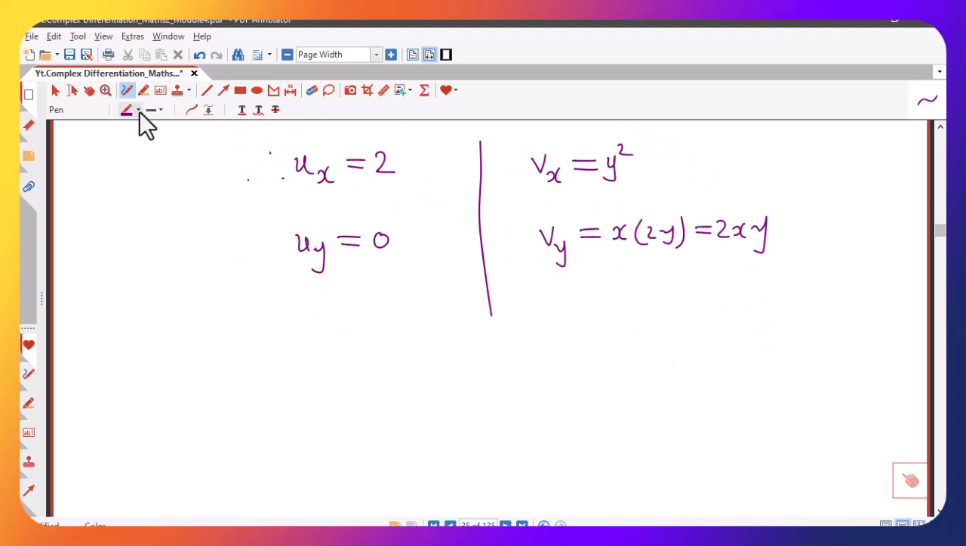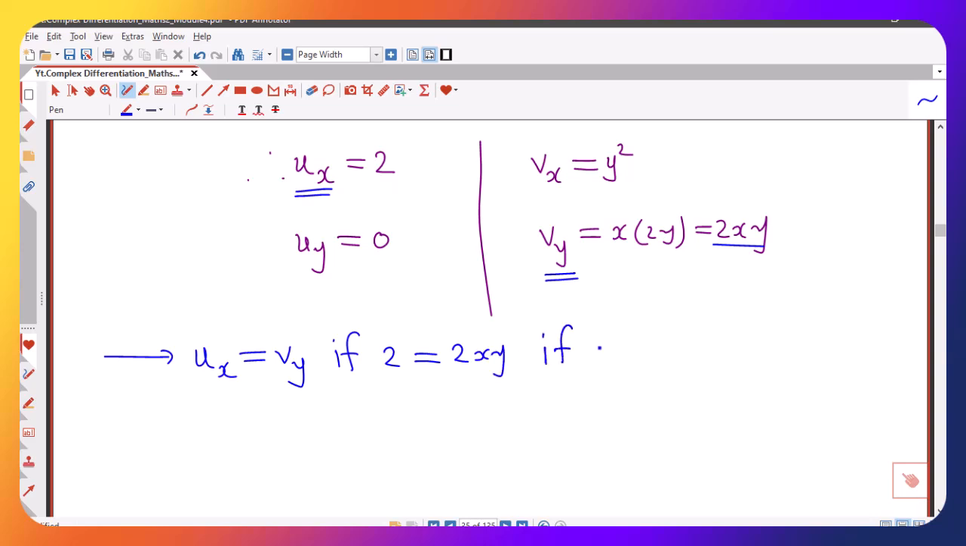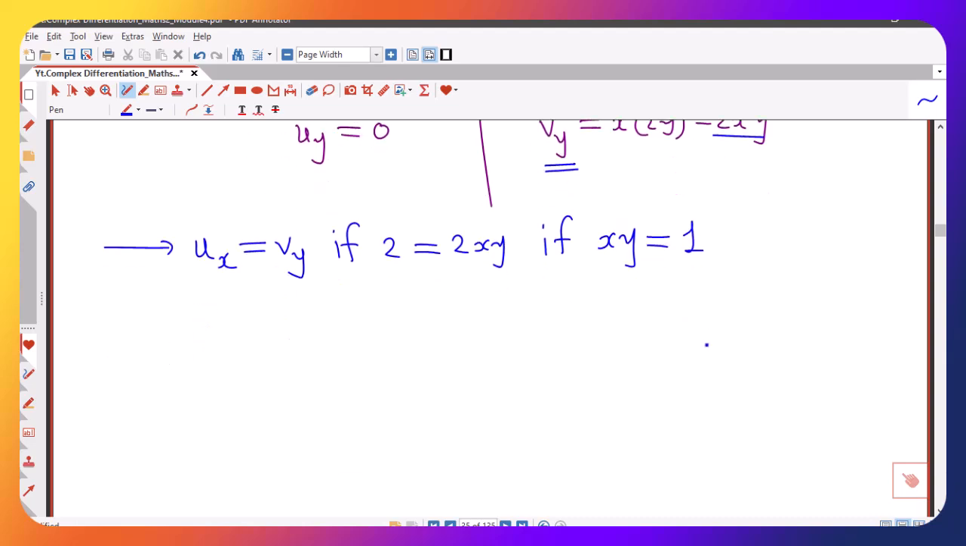Now we find out the points at which CR equations are satisfied. So first we check at which points these two are equal. Del u by del x equal to del v by del y. Del u by del x is 2 equal to del v by del y is 2xy, and this I can rewrite as x into y equal to 1. So this equation is satisfied at all those points which satisfy this condition, x into y equal to 1.